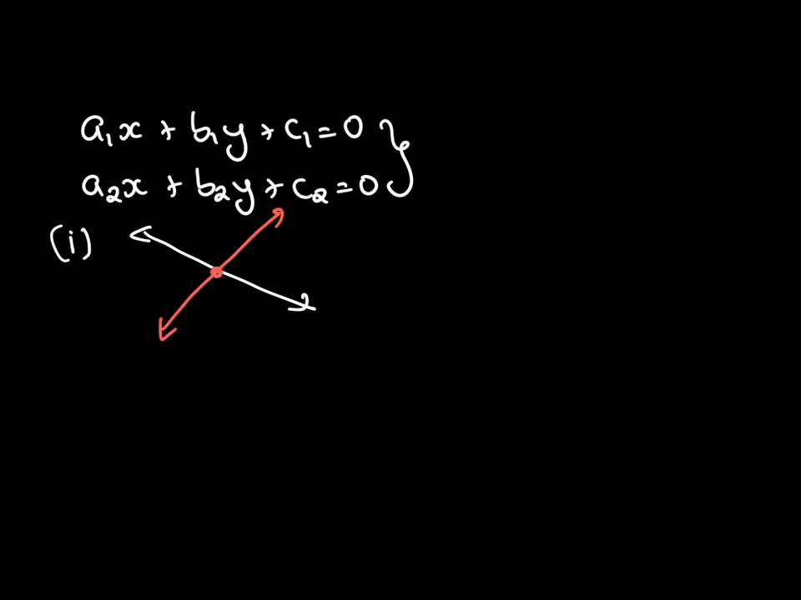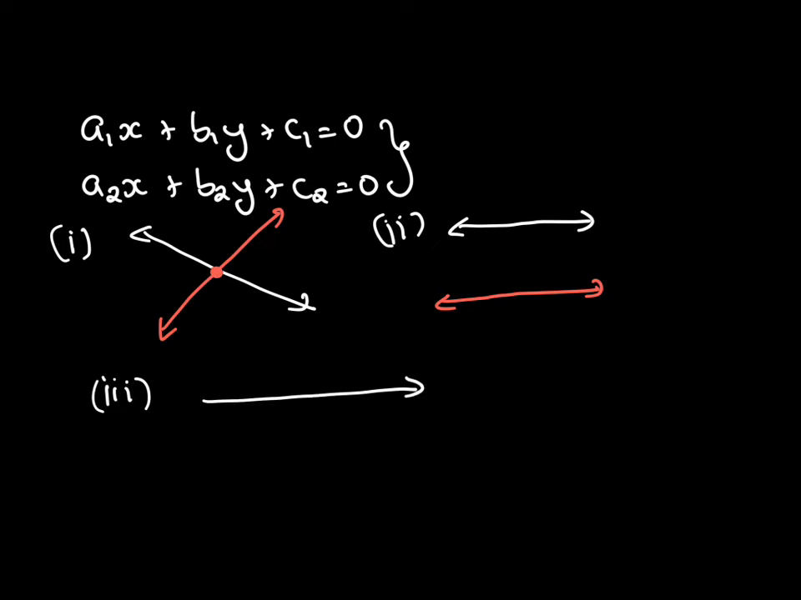at one point. Or the second case could be where the two straight lines never intersect. They are parallel. Or the third case could be that the two straight lines overlap each other, coincide with each other. So it can be only one of these three cases.